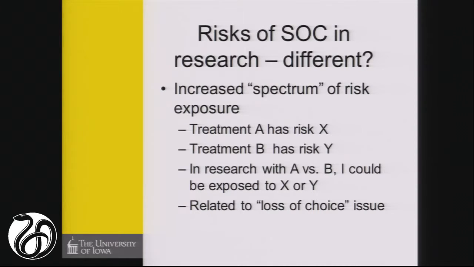Another way of thinking about a difference between standard of care research versus clinical care would be something that I decided to call the increased spectrum of risk exposure that a person might get by entering a randomized trial of these interventions. So let's say treatment A has risk X, treatment B has risk Y, and in research with A versus B, I could be possibly exposed to the whole spectrum of these risks. And it's related to what I said earlier about the loss of choice issue, but it goes a bit beyond that. It also has to do with issues of individualization of therapy and preference or avoidance of one or another side effects.